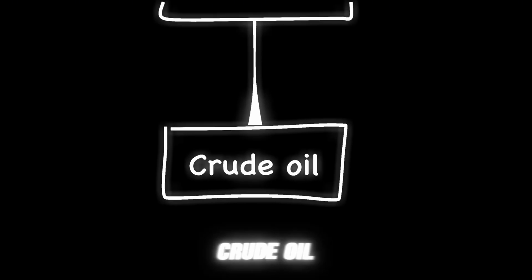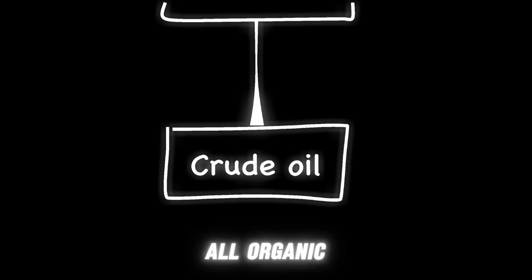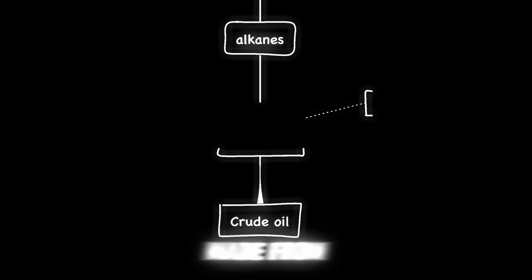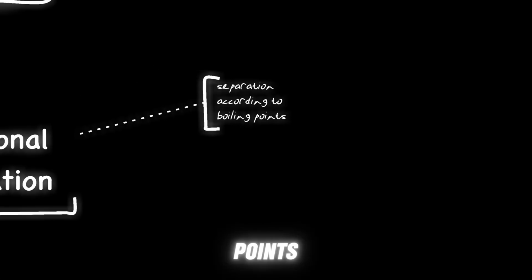This video will combine all the information you need for your IGCSE organic chemistry in 1 minute. Crude oil is the source of all organic molecules. Alkanes are made from crude oil by fractional distillation. Fractional distillation separates alkanes according to their boiling points.